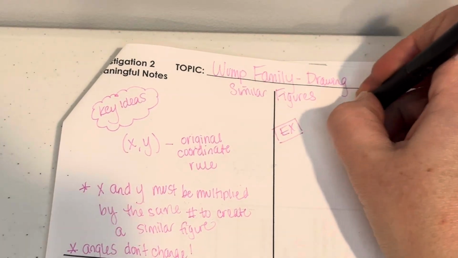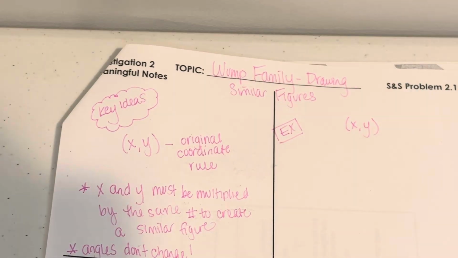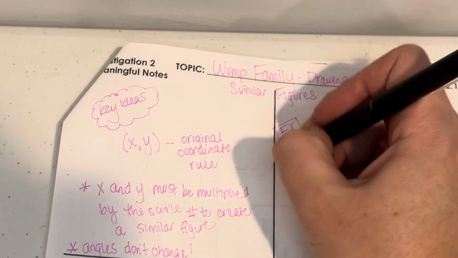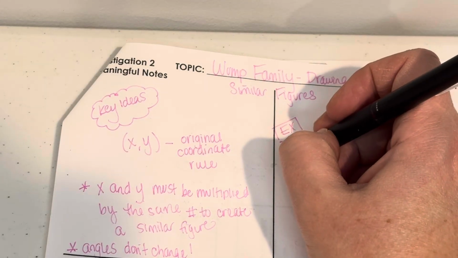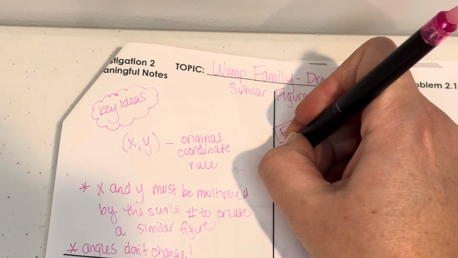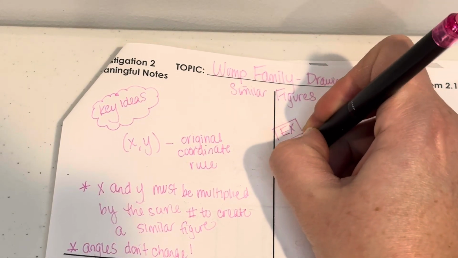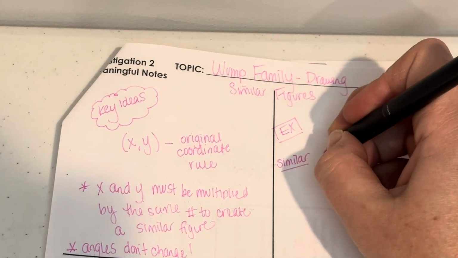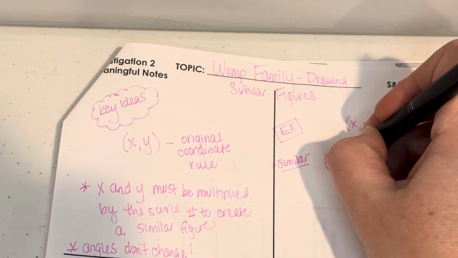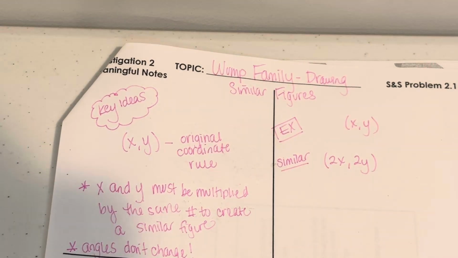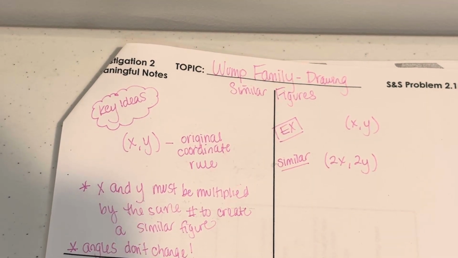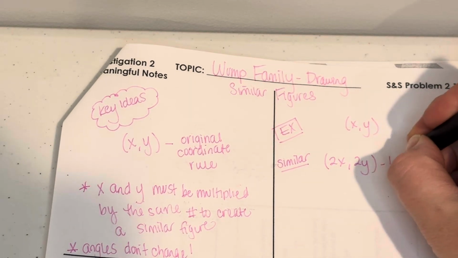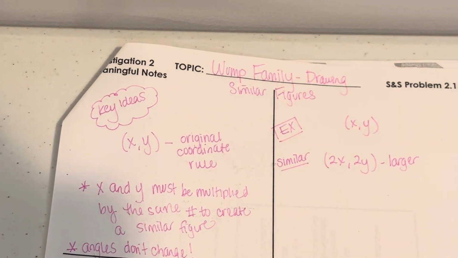If again you start with that XY original coordinate rule, let's say you decided to make something that was similar, okay? So we'll look at some that work and some that in fact don't work. So we'll do real simple. We'll say 2x, 2y. Is that going to make it larger or is that going to make it smaller? It will make it larger. And I want you to think about it.